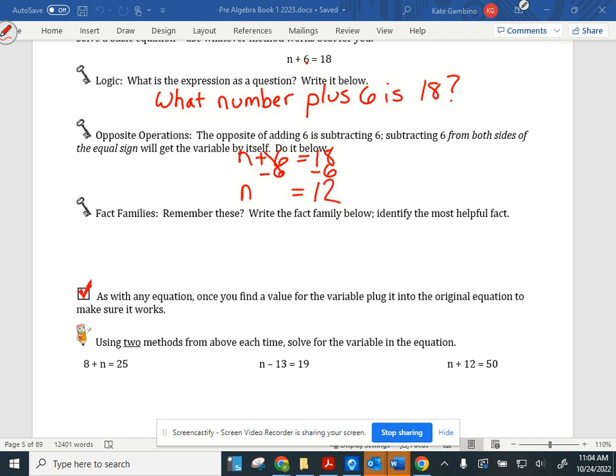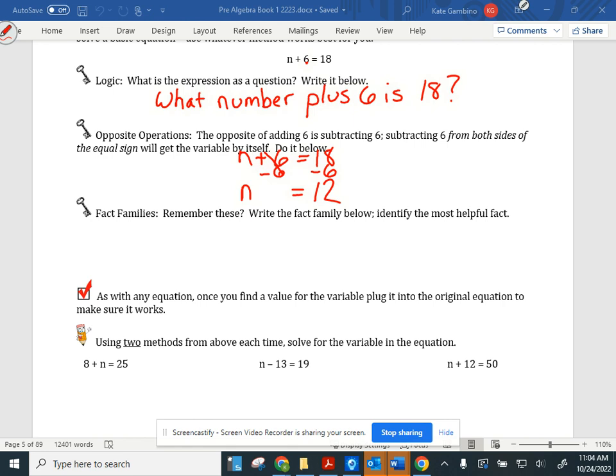N equals 12. So instead of adding on the one side of the equal sign, I'm going to subtract on both sides. I'm going to do the opposite. So 18 minus 6 gets me the 12. 6 minus 6 gets the n by itself. So when we get to harder equations, we want to get that variable by itself. So n equals 12.